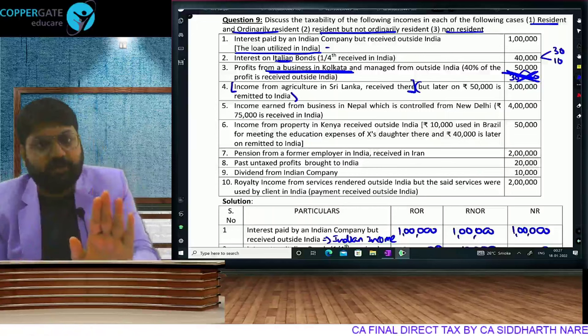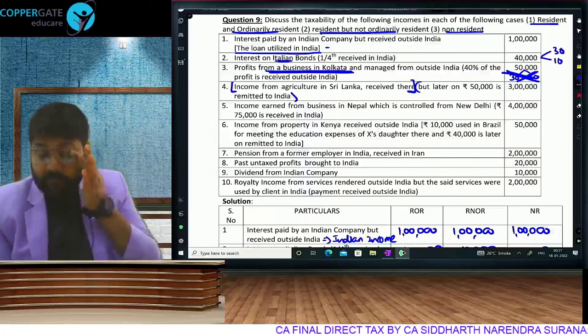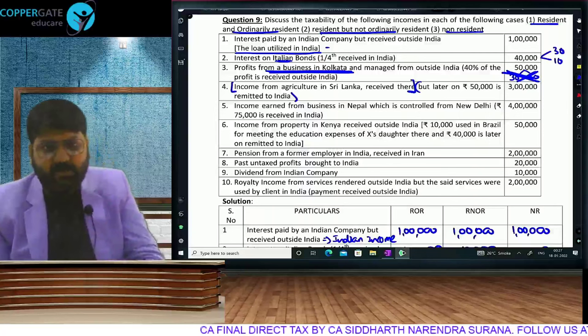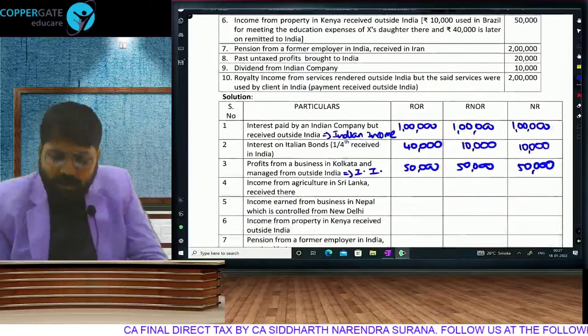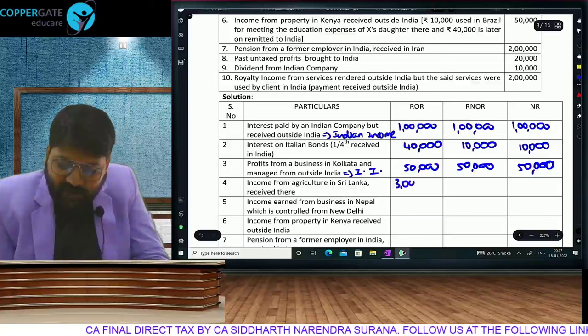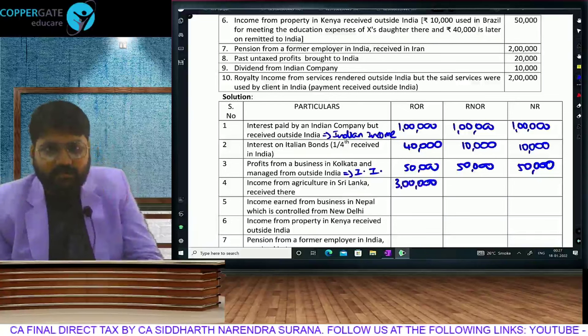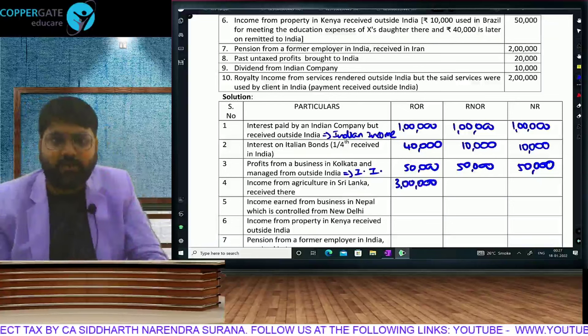Don't ask counter question. Answer what I am asking. Is this Indian income or foreign income? Foreign income. Once this is foreign income, can I write 000 in all the three columns? No. At least for ordinary resident, everybody knows that it is going to be taxable. Full 3 lakhs. Whether remitted to India or not remitted to India, doesn't matter. ROR has to pay tax on world income.